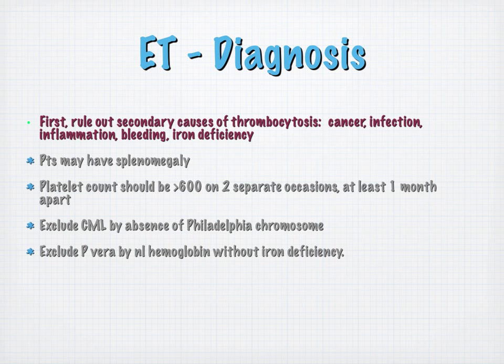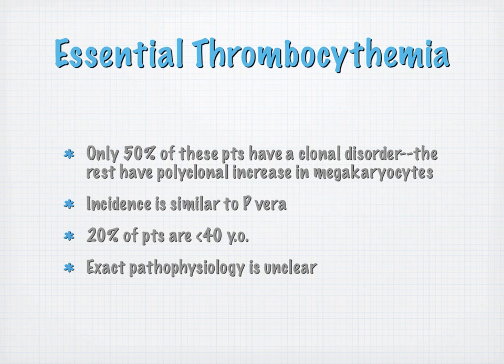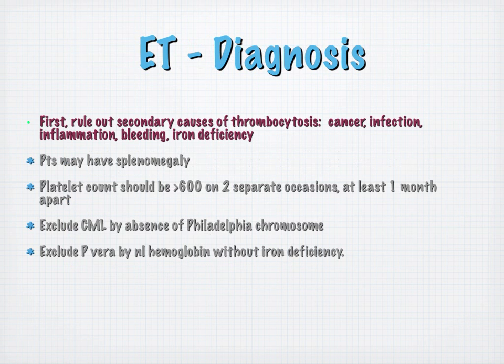How do we diagnose this? Well, first we rule out secondary causes of thrombocytosis. Too many thrombos in my cyte. So I've got too many platelets in my blood, right? So cancer, infection, inflammation, bleeding, iron deficiency, all these things could be secondary causes of thrombocytosis. I mean, you don't have to have essential thrombocythemia just because you have thrombocytosis, okay? You can have other reasons for this.